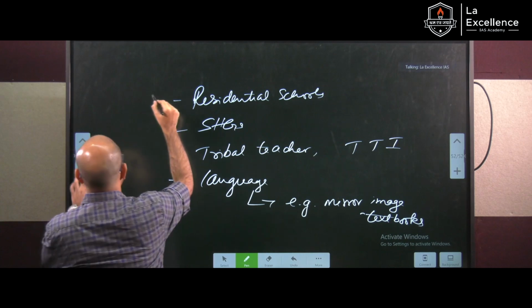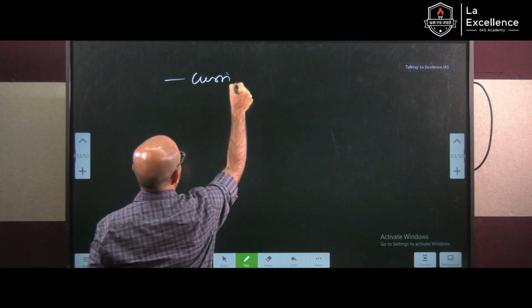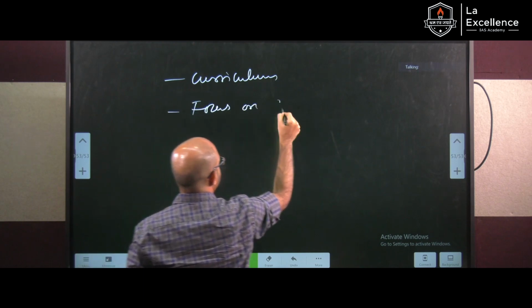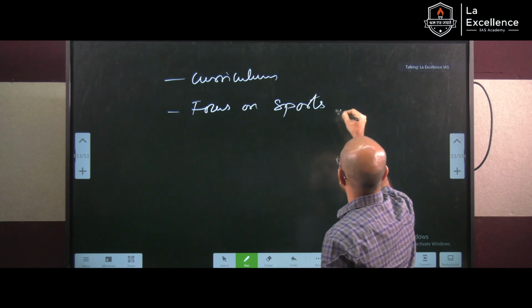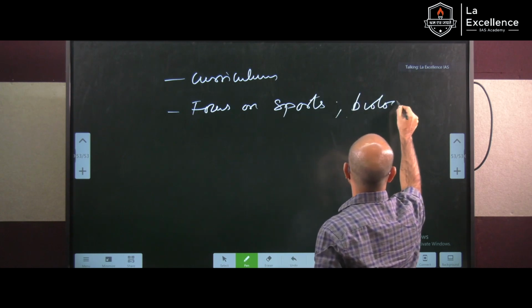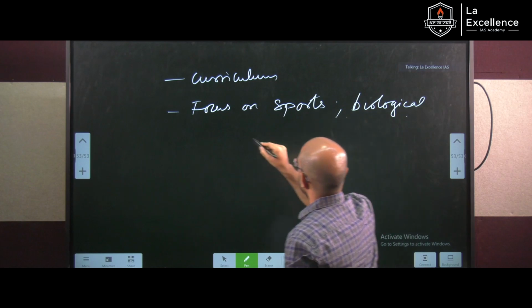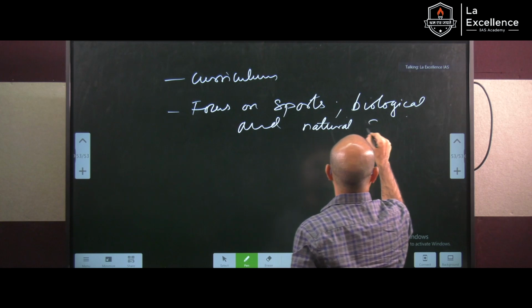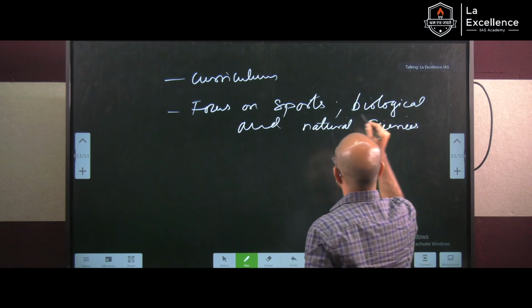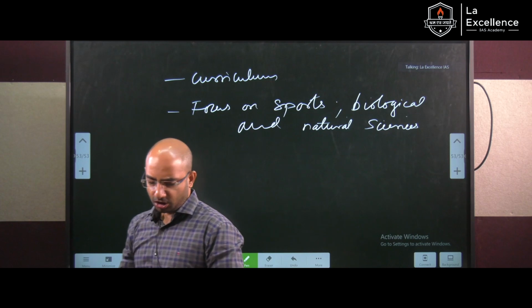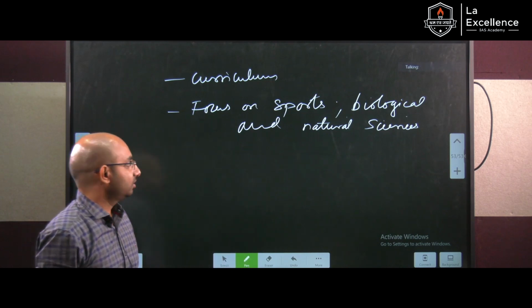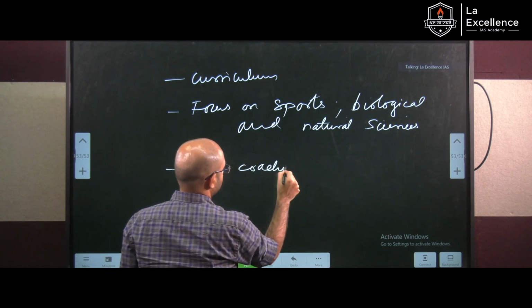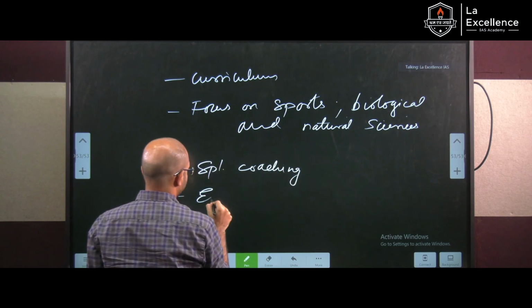And curriculum: make the curriculum more tribal friendly, reform it, and focus on sports, because tribals are good at sports, and biological and natural sciences, because they like biological and natural sciences more than physical sciences and arts. And give them scholarships, create special coaching centers for competitive exams, and employment exchanges.